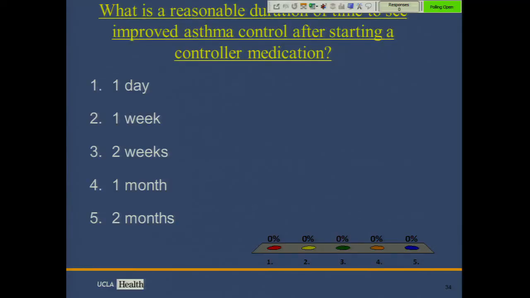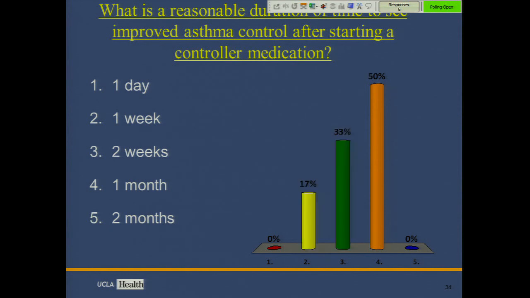All right, this is the last question. What is a reasonable duration of time to see improved asthma control after starting a controller medication? 1 day, 1 week, 2 weeks, 1 month, or 2 months? Okay. All right. On average, the data seems to suggest 1 month, and I could show you multiple slides around this, but I'll show one slide that I think will get the message home.